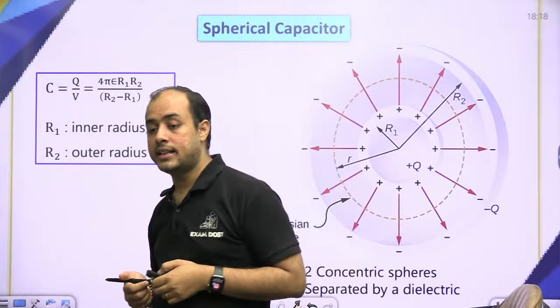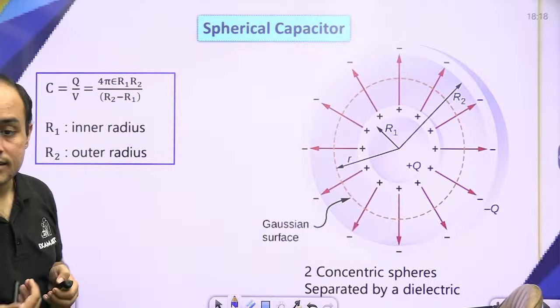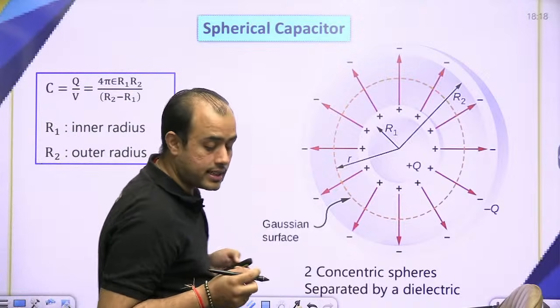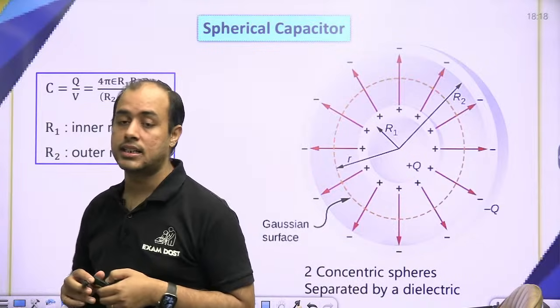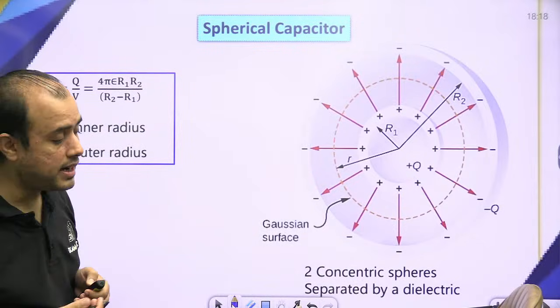Now sometimes, beta, to increase the capacitance or to modify it, rather than placing just one dielectric between the plates of the capacitor, we place multiple dielectrics.